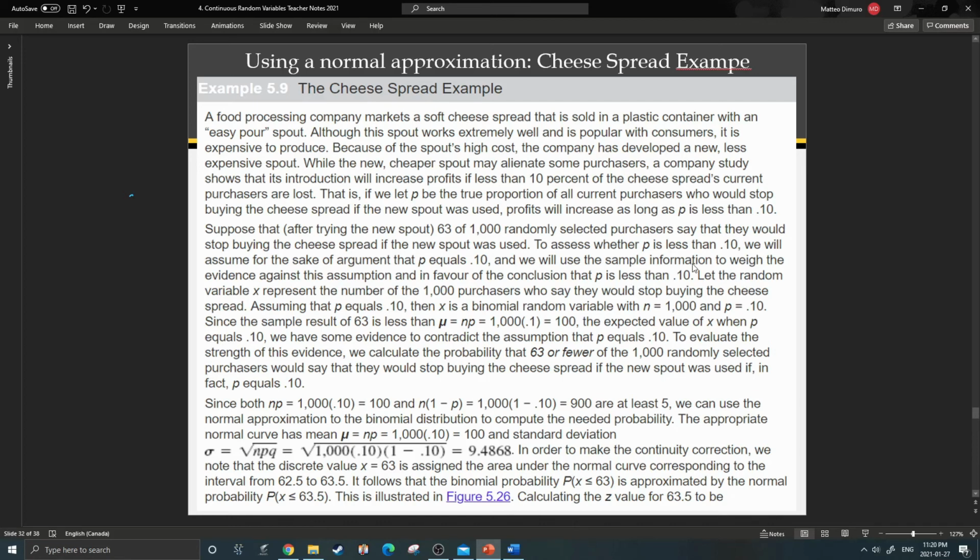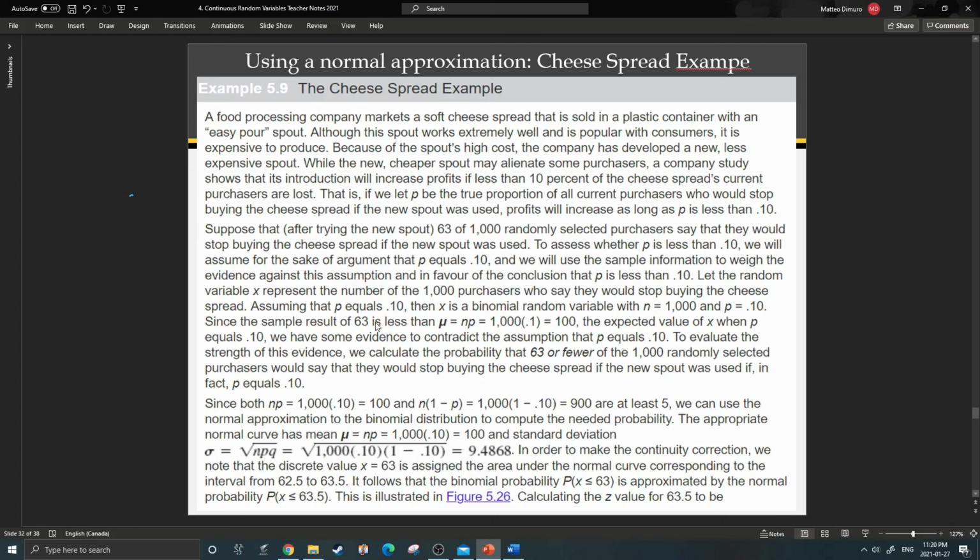Let the random variable x represent the number of 1,000 purchasers who say they would stop buying the cheese spread. Assuming that p equals 0.1, then x is a binomial random variable with n equal 1,000 and p equal 0.1. Stop there for a second. Is this a binomial experiment? Yes, because either you stop buying the product because you don't like the spout, or you continue buying the product because you like the spout or you don't care about the spout. Okay, but anyways, there's two outcomes.